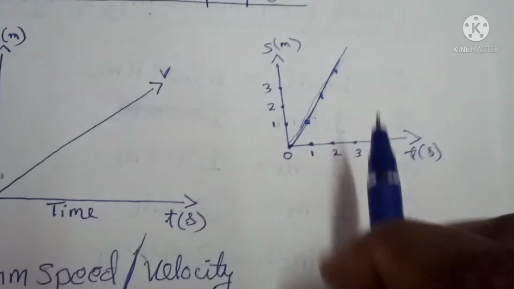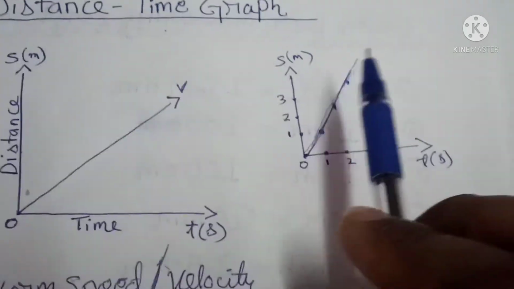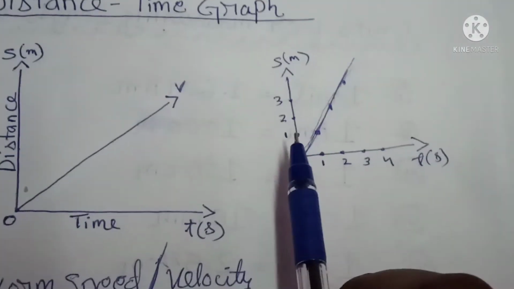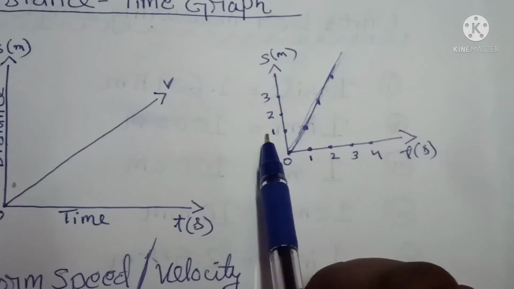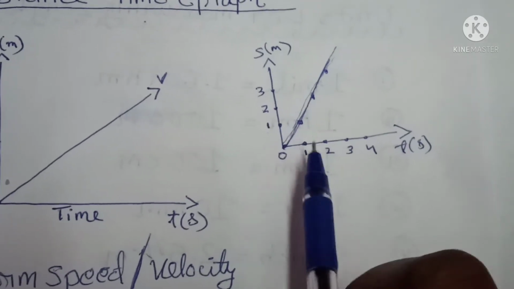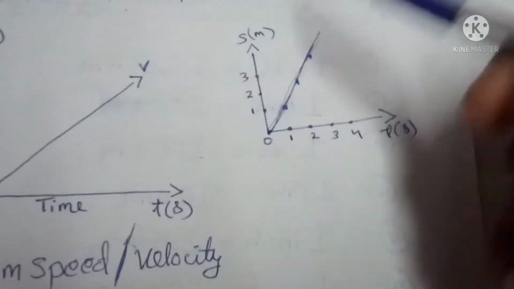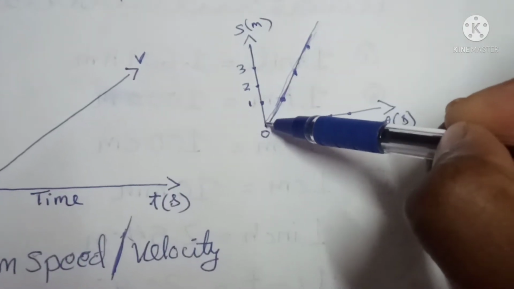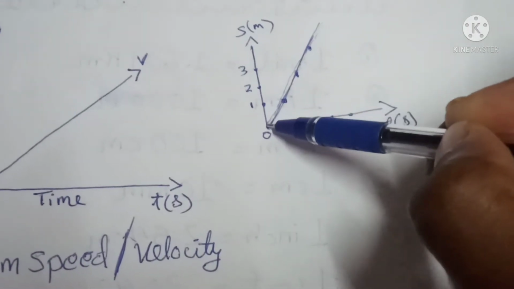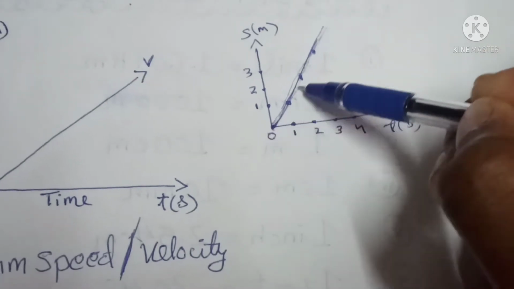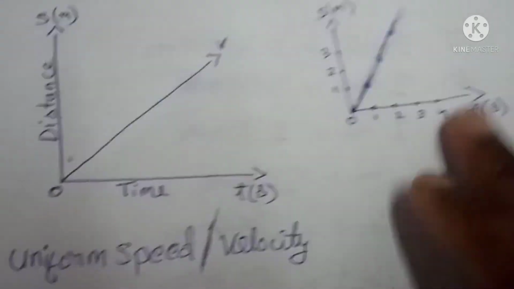I hope you understand this graph by understanding this example. When a body covers equal distance in equal interval of times, that means covering 1 kilometer in 1 second, 2 kilometer in 2 seconds, 3 kilometer in 3 seconds, we get our graph, the slope of the graph, in the form of a straight line, and this straight line indicates uniform speed or uniform velocity.